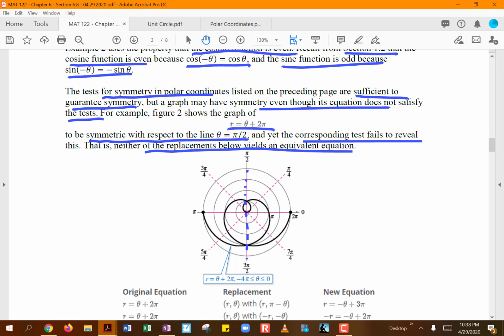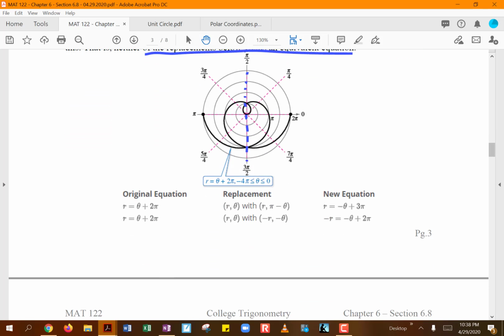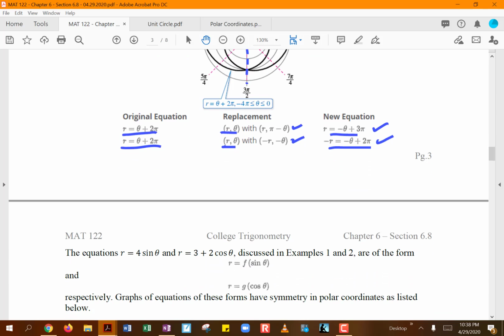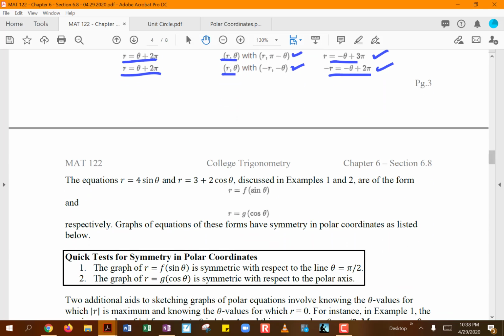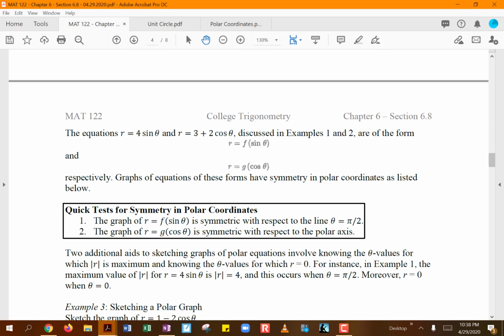They are saying, and yet the corresponding test fails to reveal this property. Of course, neither of the replacements will give you an equivalent equation, and you can see they are showing you the replacements over here with the original r and theta values in our function, and you will see when we get the new equation, they are not similar to the equation that you started out with, which is theta plus 2 pi. So these equations do not come out to be the same. So sometimes those tests of symmetry can yield these kind of results for you. So just kind of keep that in mind, okay?